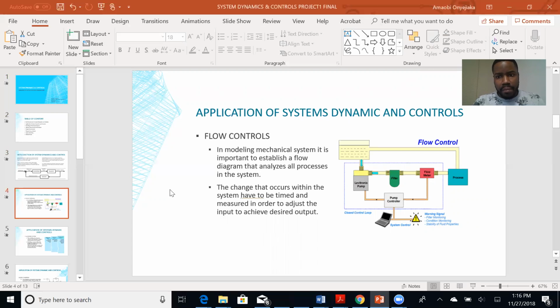So sensors play a major role in the system because they have to measure the changes happening in the system and give us feedback that allows us to make the necessary adjustments to achieve the desired output for that system.